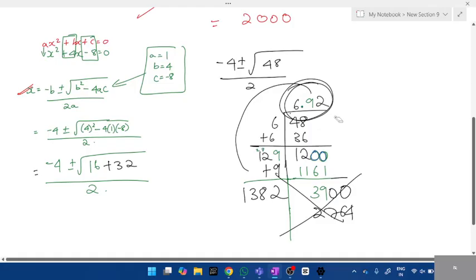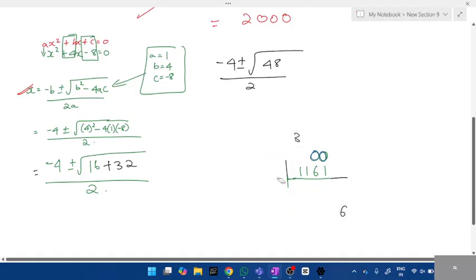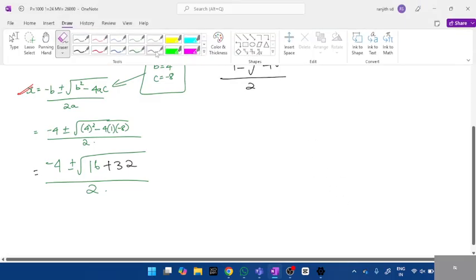Division method is same except decimal. If you get decimal, add 2 zeros because this is square root concept. For square root, you should add 2 zeros. Okay, 6.92 is the answer. Look here, I'll solve.